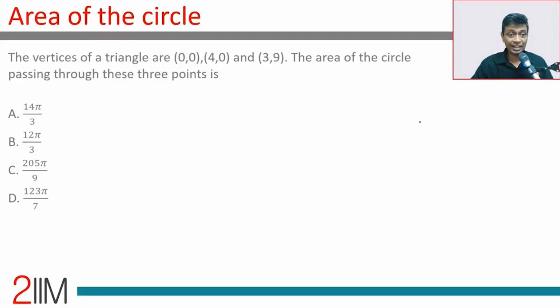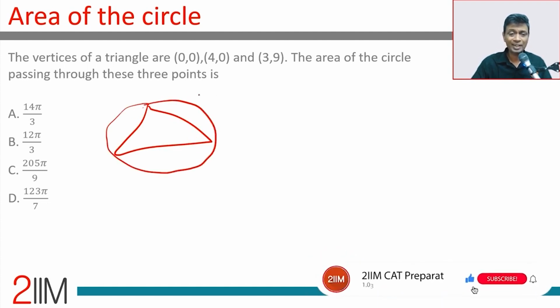The vertices of a triangle are (0, 0), (4, 0) and (3, 9). Find the area of the circle that passes through these 3 points. So we have a triangle. We want the area of the circle that passes through these 3. We want the radius of the circle, or we want the circumradius.